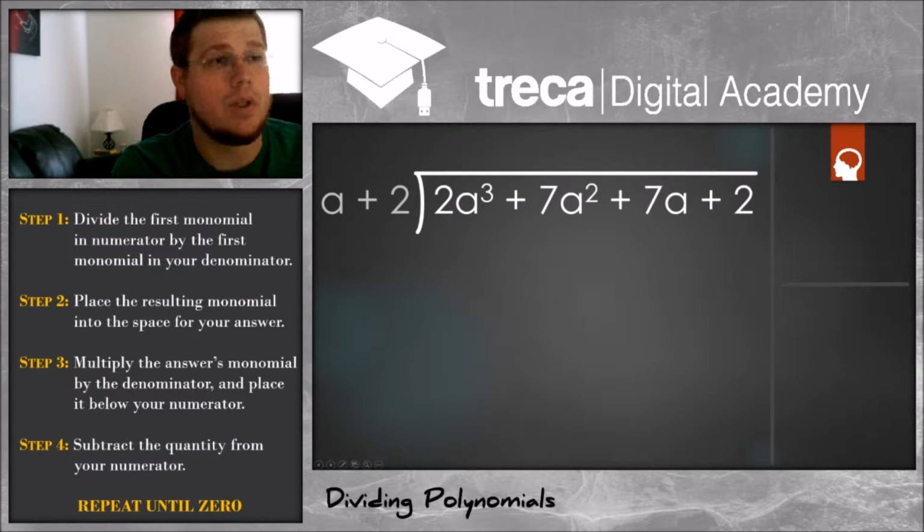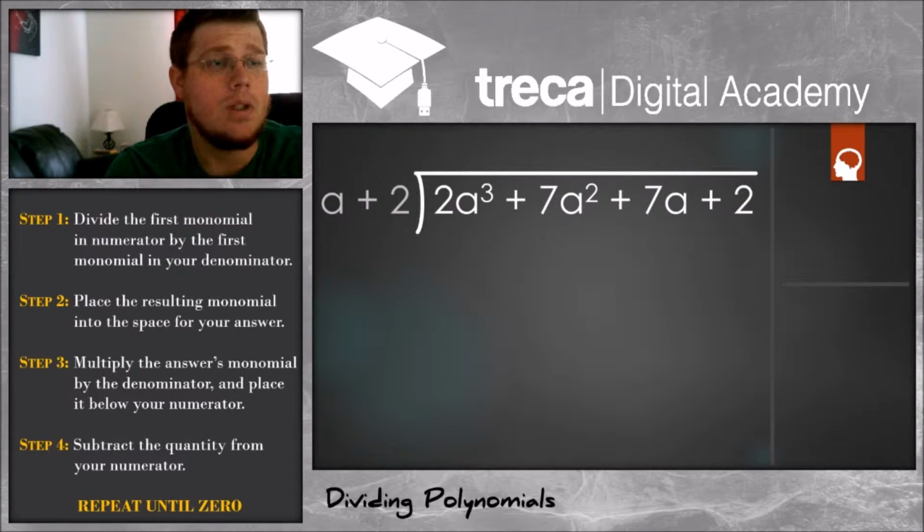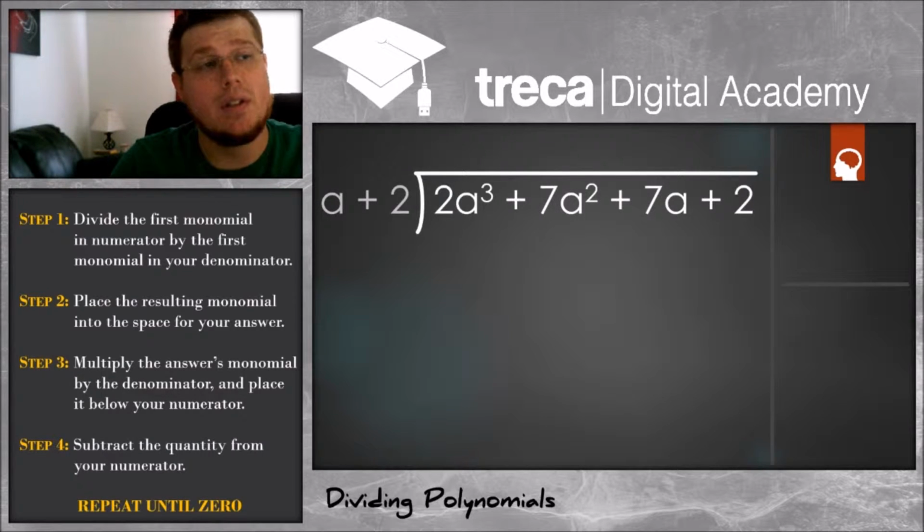So this is the screen we're going to work with. You'll see we have our problem here. A plus 2 is our denominator. Our numerator is 2a cubed plus 7a squared plus 7a plus 2. So the question is asking us to divide 2a cubed plus 7a squared plus 7a plus 2. We want to divide that quantity by a plus 2.